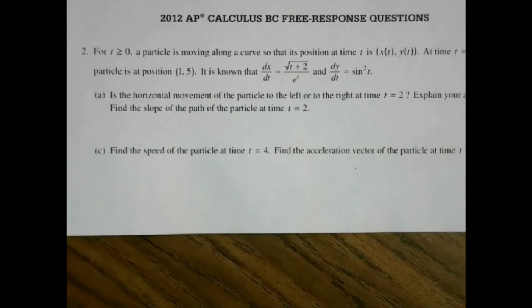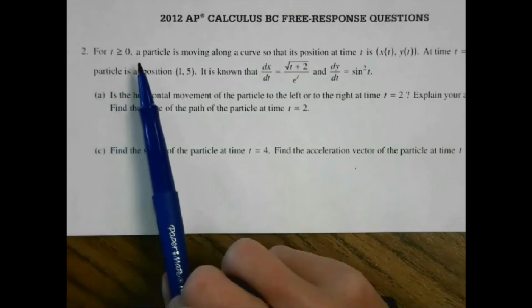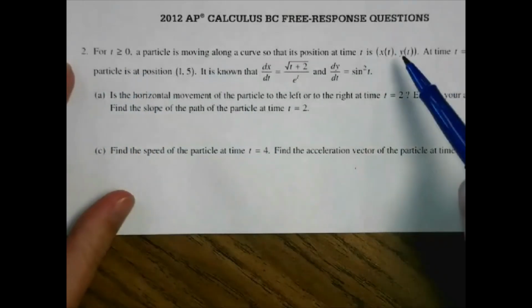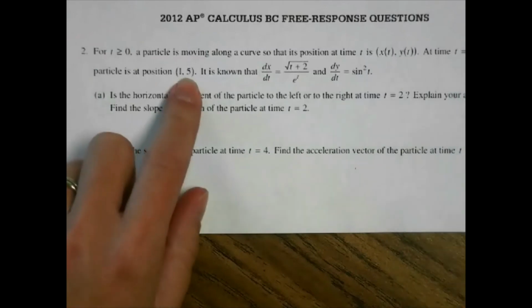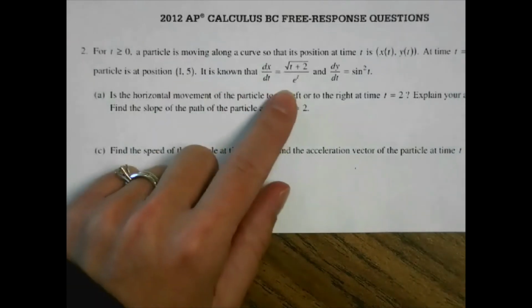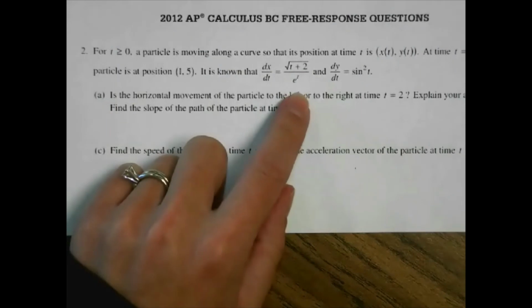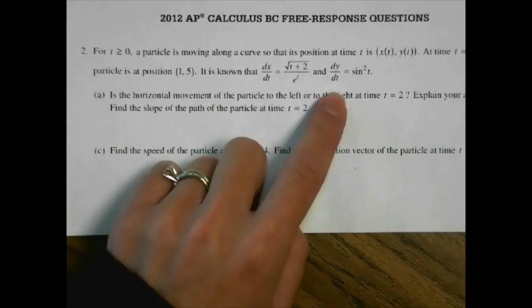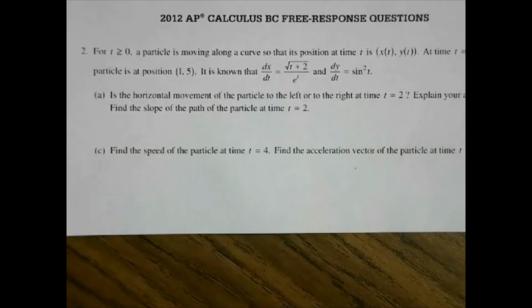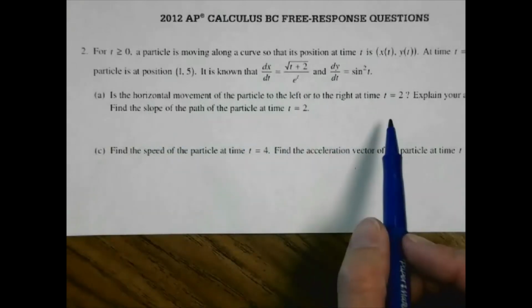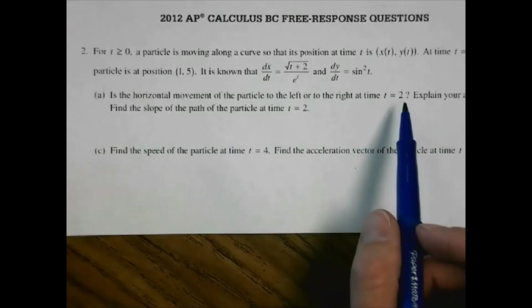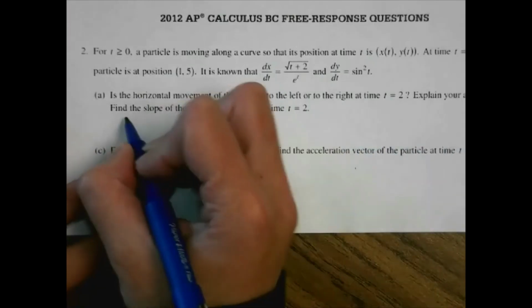Now we're going to look at an actual AP question from 2012. So it says, for t greater than 0, a particle moving along a curve at time t, x of t, y of t. At t equals 2, the particle's position is (1, 5), and it is known that dx/dt is the square root of t plus 2 over e to the t, and dy/dt is sine squared t. So it says, is the horizontal movement of the particle to the left or to the right of t equals 2? Explain your answer.